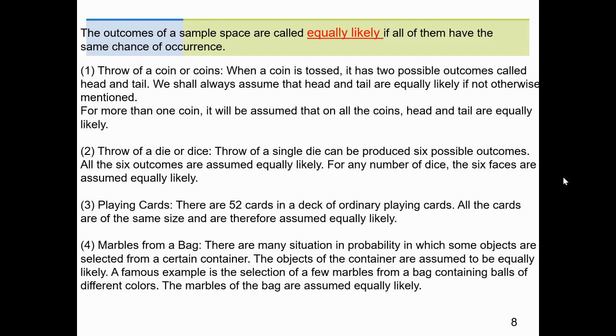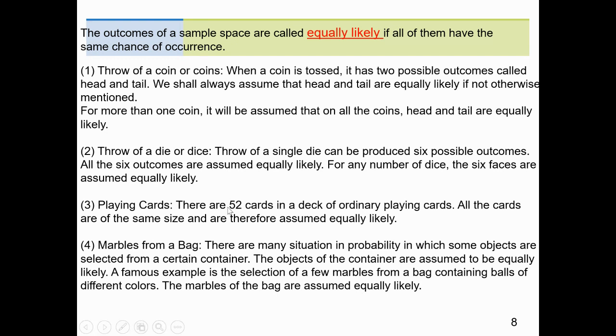The outcomes of a sample space are called equally likely if all of them have the same chance of occurrence. Toss some coins, or a coin. When the coin is tossed, it has two possible outcomes called heads and tails. We shall assume that heads and tails are equally likely if not otherwise mentioned. You've heard the term loaded dice. We're not talking about loaded dice or loaded coins. We're talking about heads and tails here being equally likely.